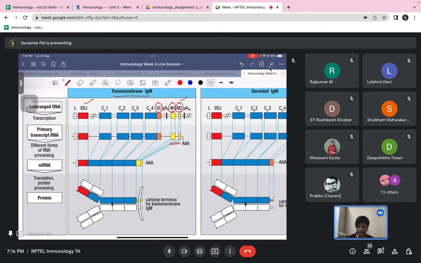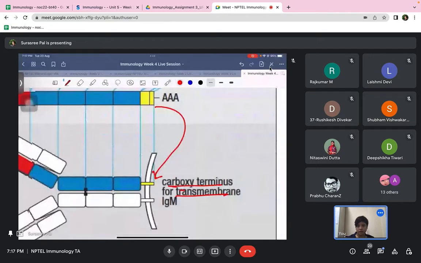And depending on that, if these M1 and M2 regions are present in the mature mRNA, then these sequences will code for the transmembrane region of the protein. So you can see here this carboxy terminus for transmembrane IgM. Here these yellow regions are coding for the transmembrane region.